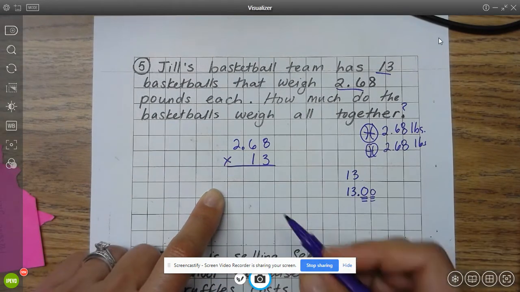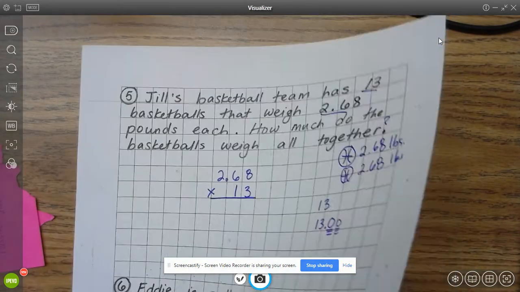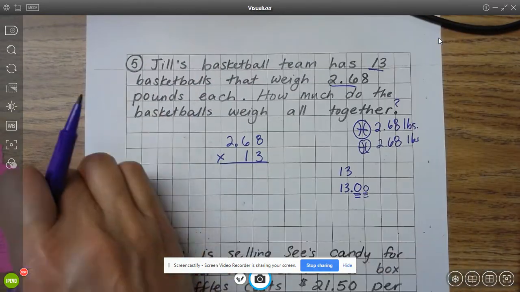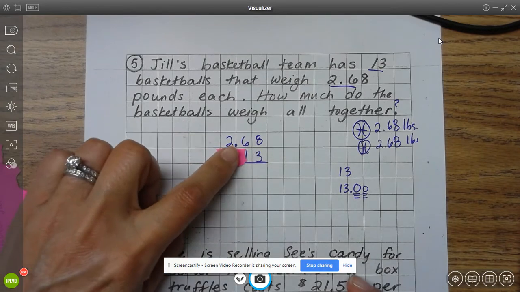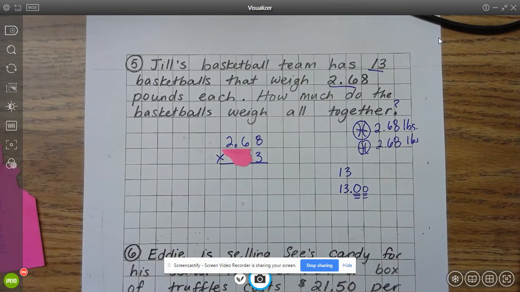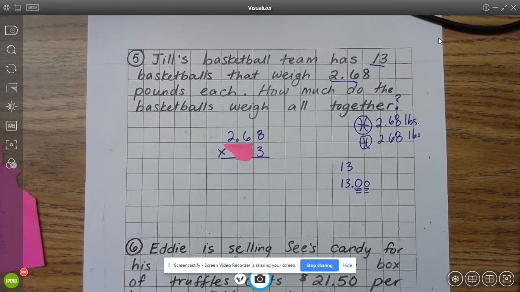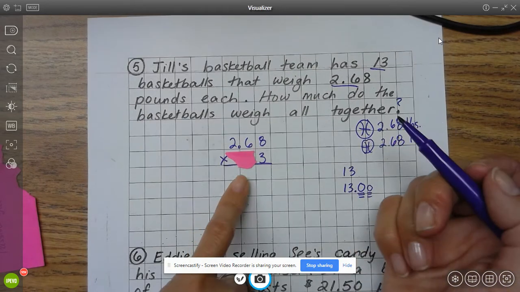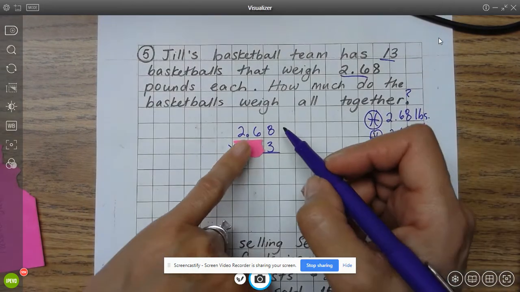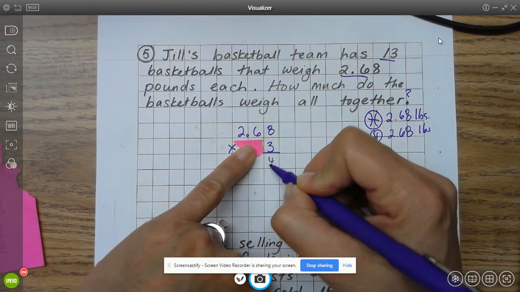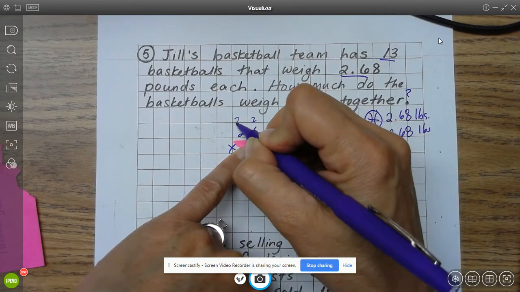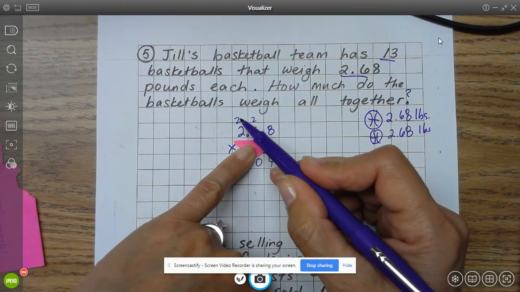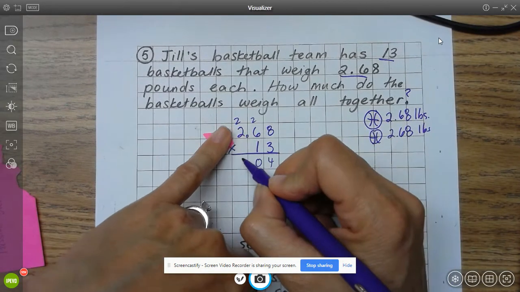I'm going to multiply. Again, I'm going to take my little scrap piece of paper. It's a good habit for those of you who feel like multiplying is not your strongest point. Even on your test, you're more than welcome to do this. 8 times 3, 24. 6 times 3, 18, plus 2 more is 20. 3 times 2 is 6, plus 2 more is 8.